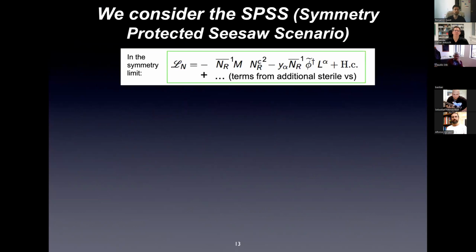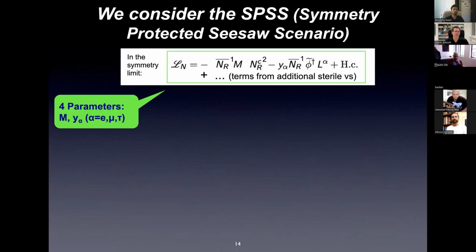So let us go through the parameters once again very briefly. This is the Lagrangian I've already shown, when you assume the symmetry being exact. So we have this Majorana mass term and the one column of Yukawa couplings. So these are the 4 parameters that we have.